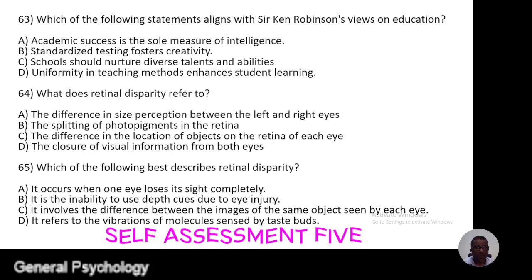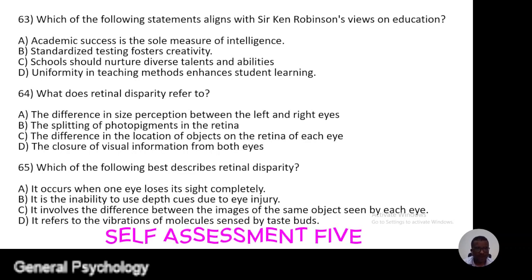64. What does retinal disparity refer to? A. The difference in size perception between the left and the right eyes. B. The splitting of photopigments in retina. C. The difference in the location of objects on the retina of each eye. D. The closure of visual information from both eyes.